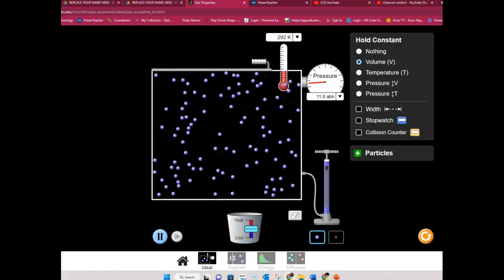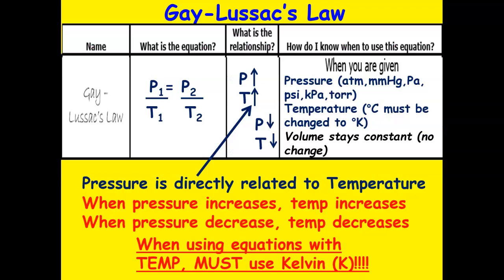Again, mathematically, you'll see here that you have units of pressure and then units of temperature. If your units of temperature are in degrees Celsius, you have to convert them into Kelvin.